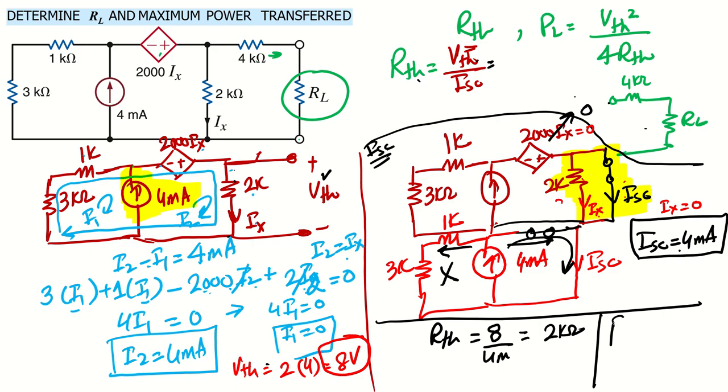Now the next target is to calculate the load maximum power. So that will be V Thevenin square, that is basically 8 square divided by 4 times R Thevenin. And R Thevenin value is basically what? 2K, right? So basically 64 divided by 4K, okay?